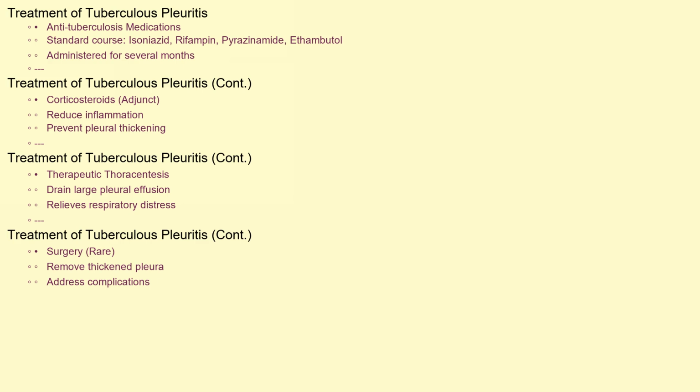Treatment for tuberculous pleuritis primarily involves anti-tuberculosis medications. A standard course typically includes a combination of drugs, such as isoniazid, rifampin, pyrazinamide, and ethambutol, administered for several months. In some cases, corticosteroids may be added to reduce inflammation and prevent pleural thickening. If the pleural effusion is large and causing significant respiratory distress, therapeutic thoracentesis, where the fluid is drained, may be necessary. In rare instances, surgery may be required to remove thickened pleura or address complications.